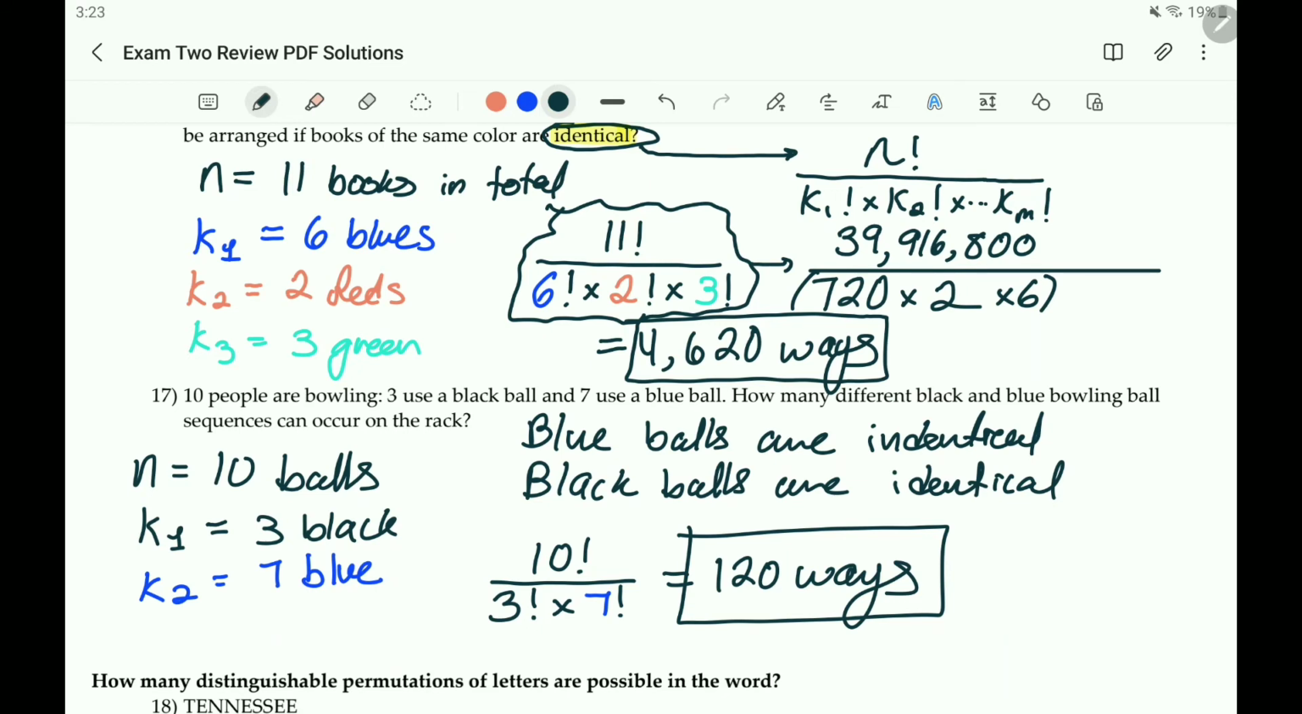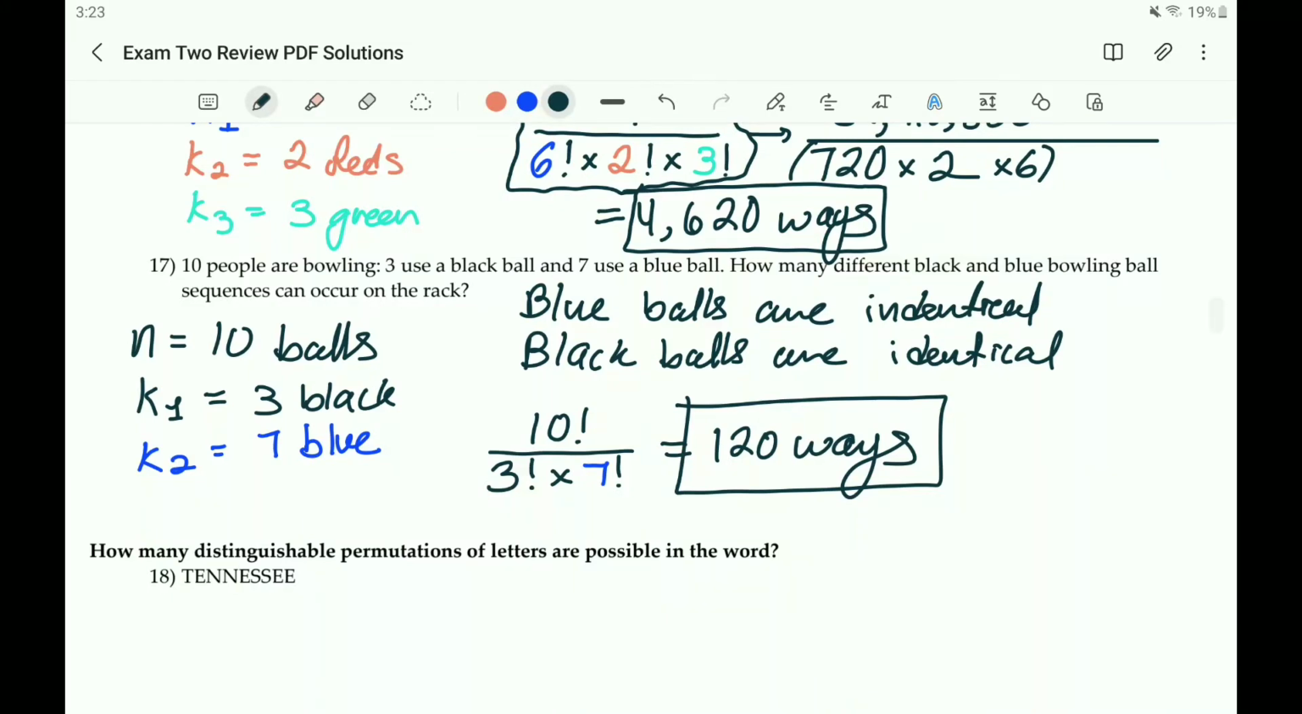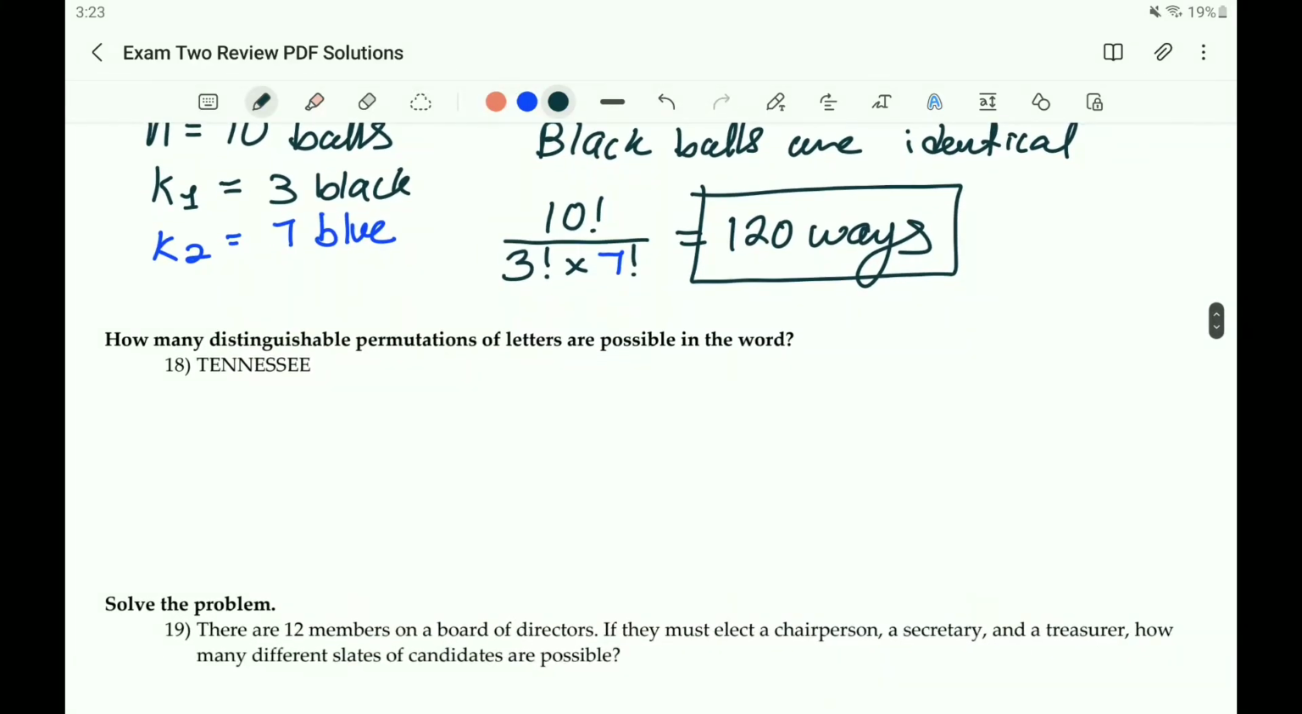And the last one, number 18. How many distinguishable permutations are possible in the word Tennessee? Distinguishable permutations, once again, means to use the permutation formula for alike objects. So n factorial over k1 factorial times k2 factorial all the way to k m factorial. Okay.